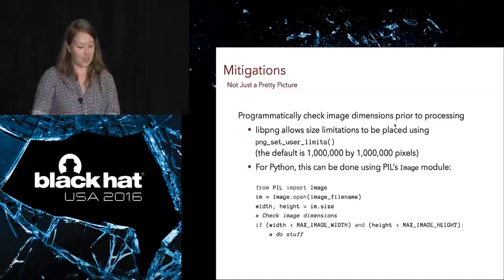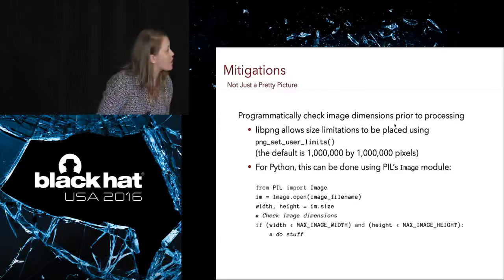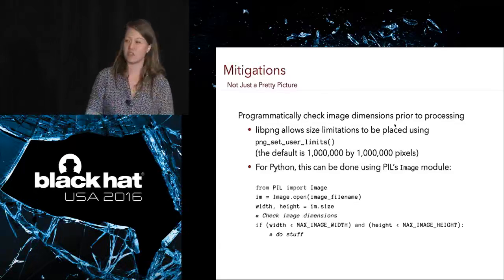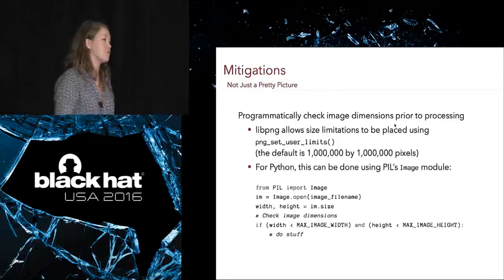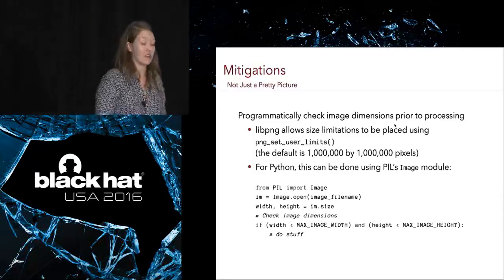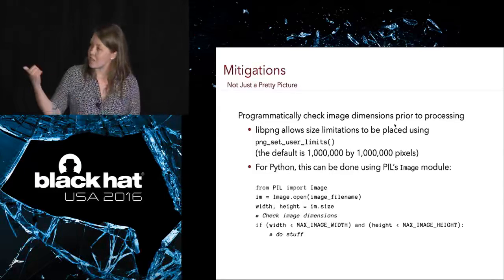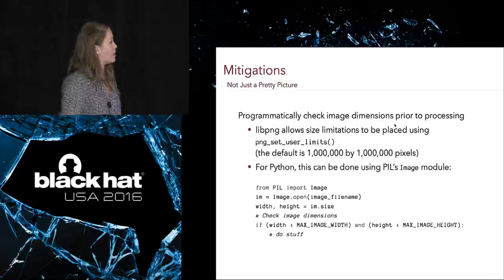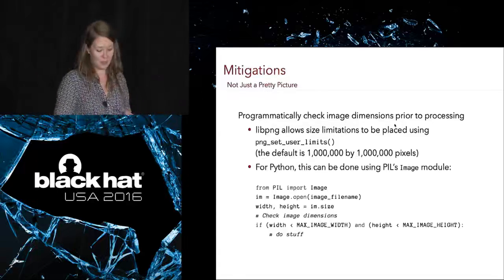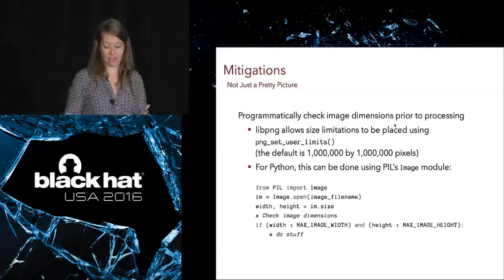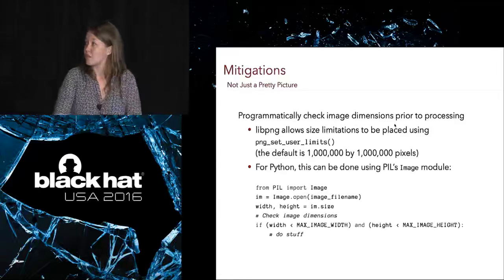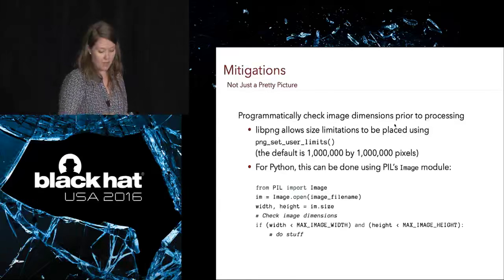But with libpng, just as an example, with the libraries that you're using to process the images, you always want to modify the default configurations, because most of the time those are set for user ease, not necessarily security. So just as an example, libpng's default setting is 1 million by 1 million pixels. And unless you're NASA, you don't really need to deal with an image that is that large. So you definitely want to modify that.